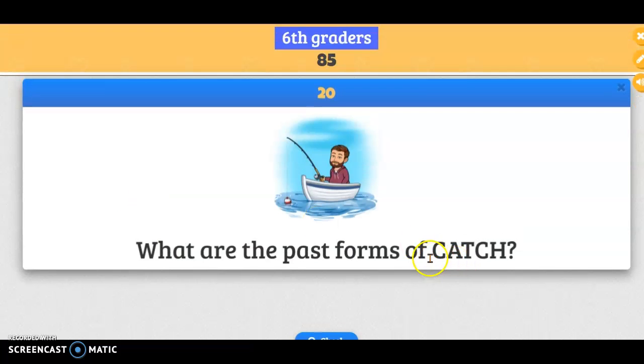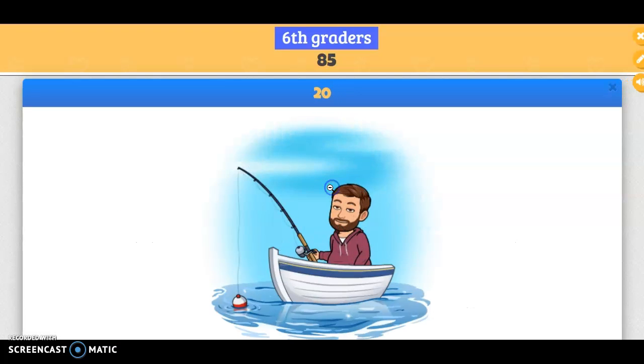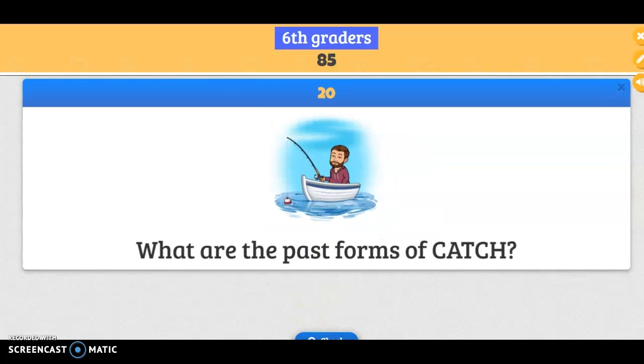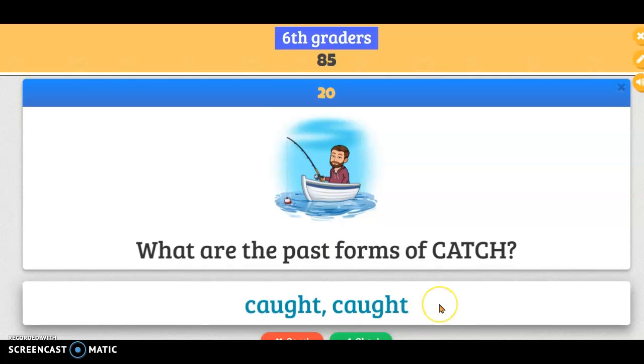Number 5, catch. Catch, caught, caught. It's similar to think. Remember, think is thought, thought, or teach, taught, taught. But this one is with C, caught, caught. Catch, caught, caught.